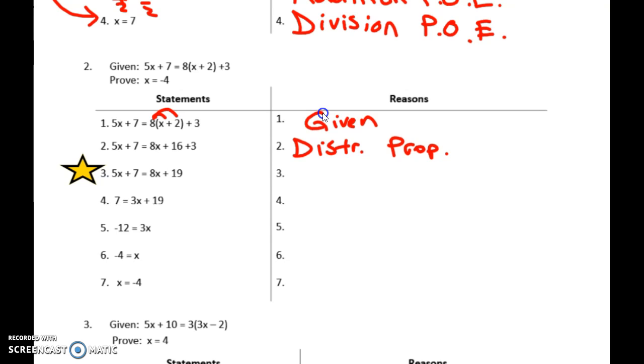Number 3 is where the last video left off. X is on both sides. Does that mean I combine them or get rid of one? When it's on both sides, you need to get rid of the smaller x. That's why your x's dramatically changed from step 3 to 4, because the smaller x is 5x, and that canceled out, and then 8 minus 5x gives you that 3x, right? They're not showing the work, but you got to think, how do I get that? So what did I do on both sides? Subtraction. So the reason is subtraction POE.